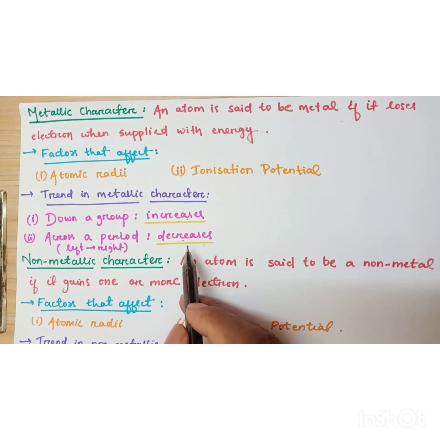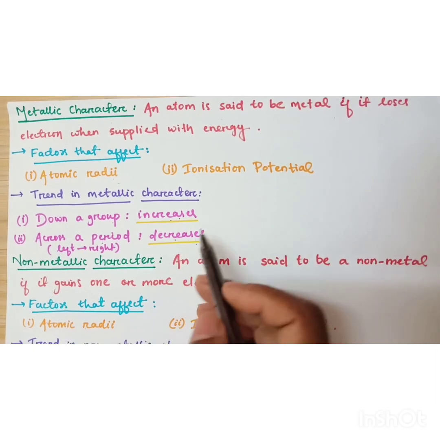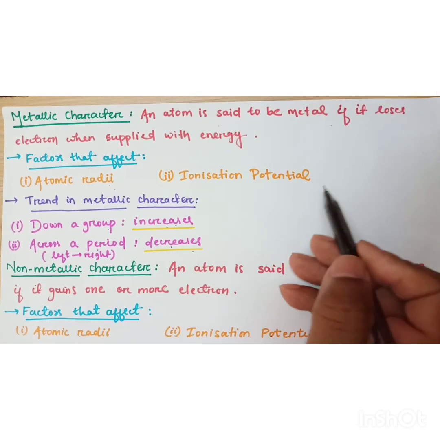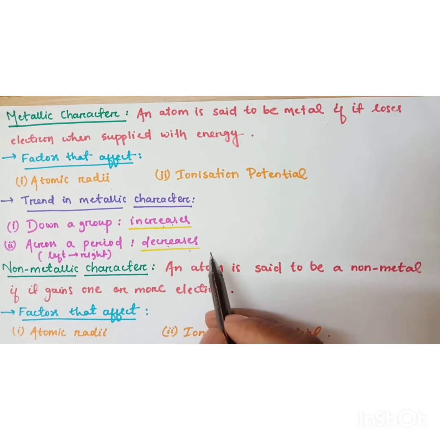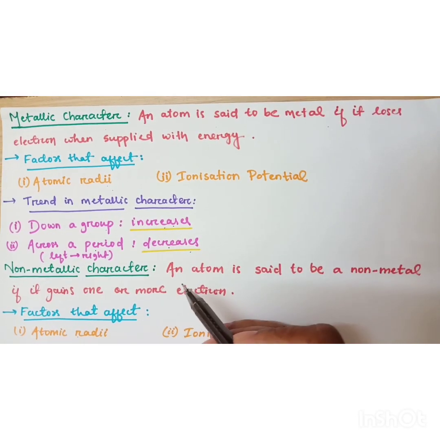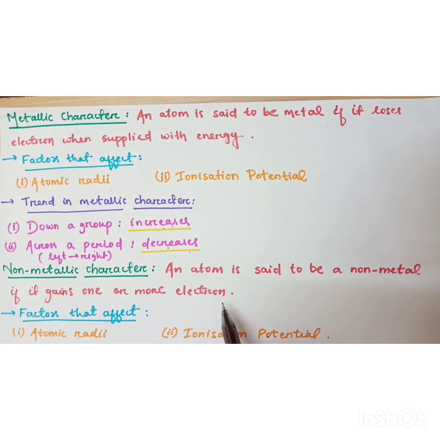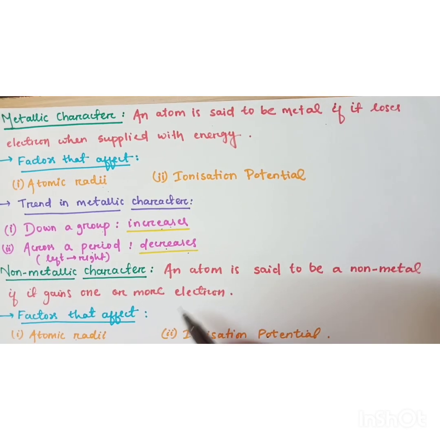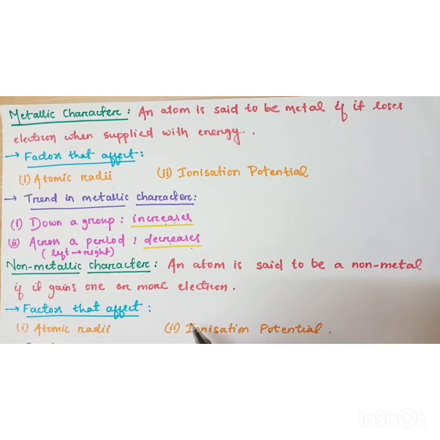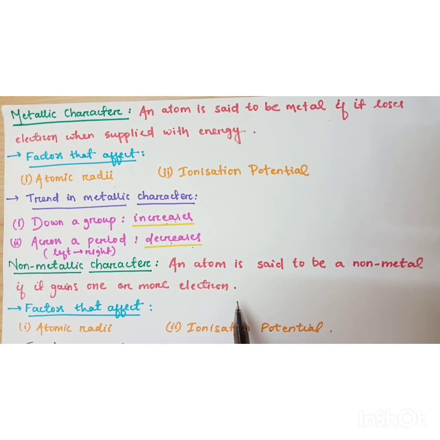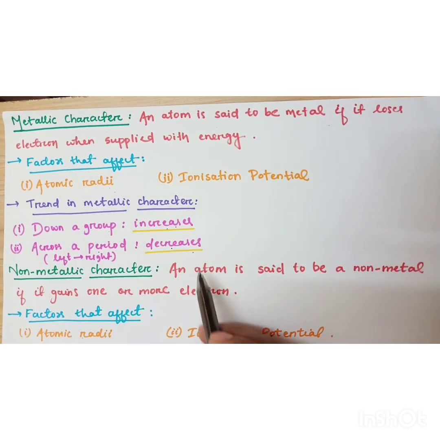Now come to across a period. What happens? Across a period, nuclear charge, that is ionization potential, increases. As nuclear charge is greater, the greater force is exerted by the nucleus on the electrons of the outermost shell. It makes it difficult to lose electrons from the outermost shell. So metallic character decreases.